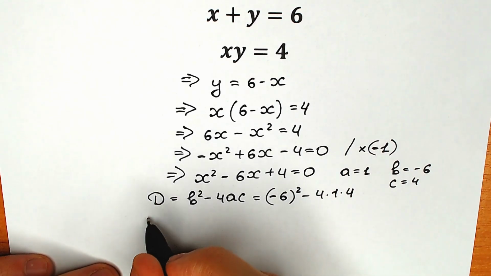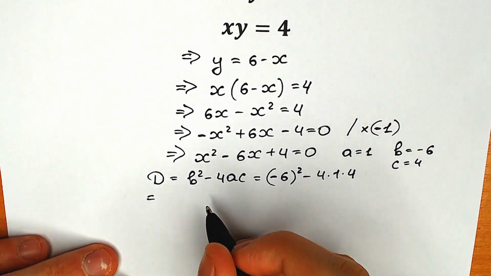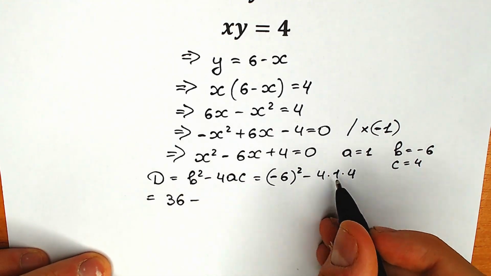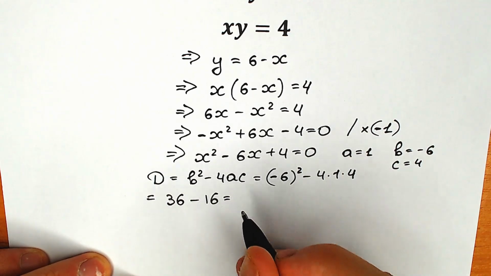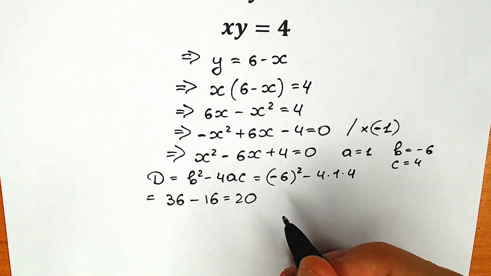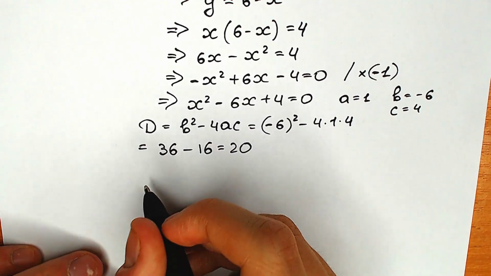So right now let's find our discriminant real quick. Minus 6 squared equals 36. Yeah, 36 minus, we have here 4 times 4 equals 16. So our discriminant is 20, which is positive. It means that here we have two real number roots. Let's find them.